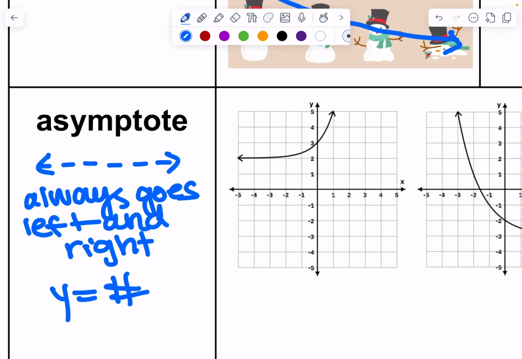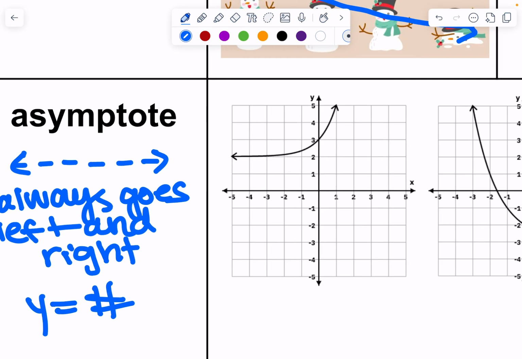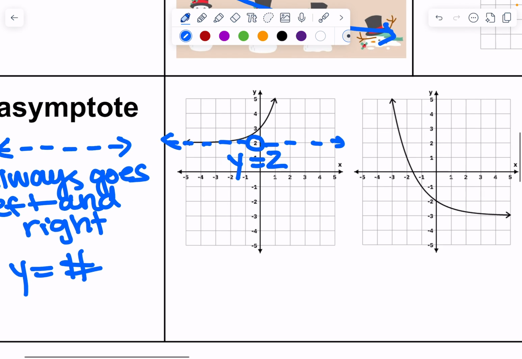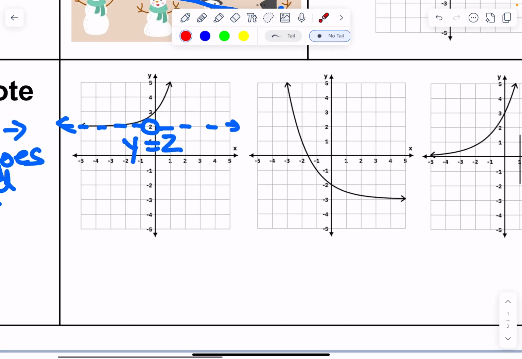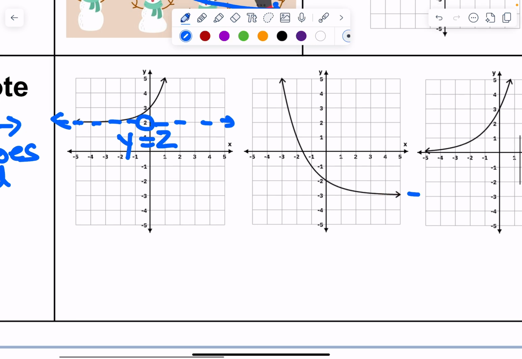So if I look here, I want to see where this J shape starts to become flat. Right here, it starts to become flat. So if we draw the flat line, we have y equals 2. Now, if we look at this J shape, it starts to become flat right here. So I have y equals -3.